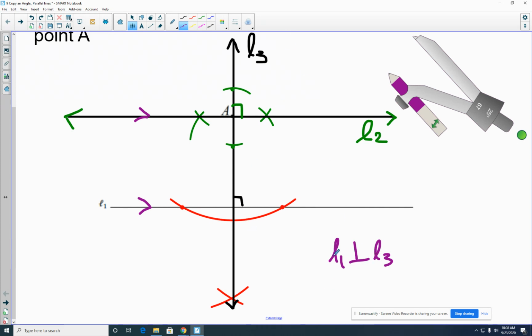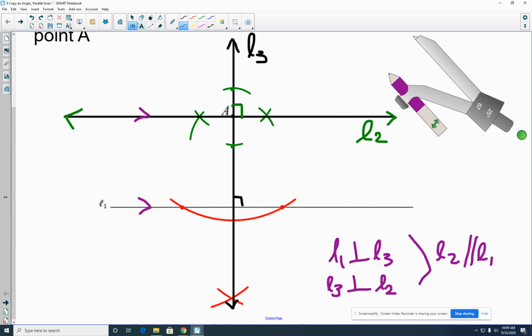Then we constructed line 3 perpendicular to line 2, which then gave us line 2 parallel, look at that new symbol, to line 1. And there we have it. If you notice, 1 and 2 are both perpendicular to 3, which then makes them parallel.